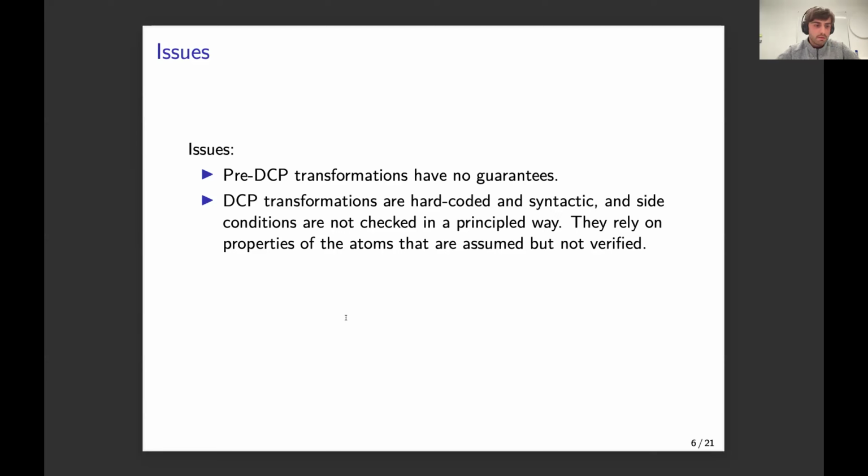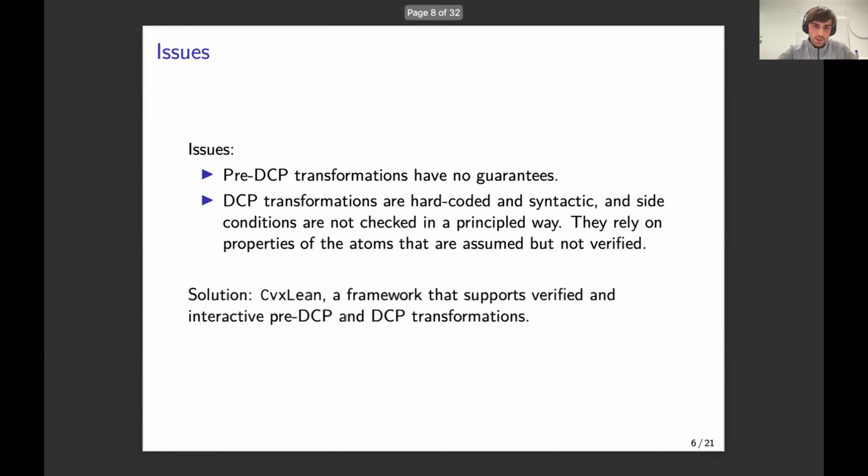And in unverified frameworks, this is not done in a very principled way, and they rely on some properties that we know about atoms from convex analysis that are assumed about these atoms, but they are never verified. So in Lean, we have the opportunity to actually verify all of these properties that DCP relies on. So this is the solution that we propose. We propose CvxLean, which is a framework, just very much like CvxPy or the other frameworks, that supports verified and interactive pre-DCP and DCP transformations.